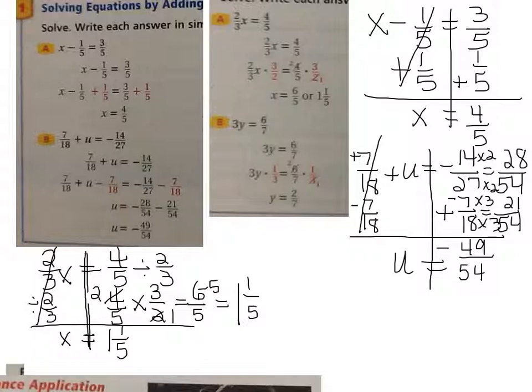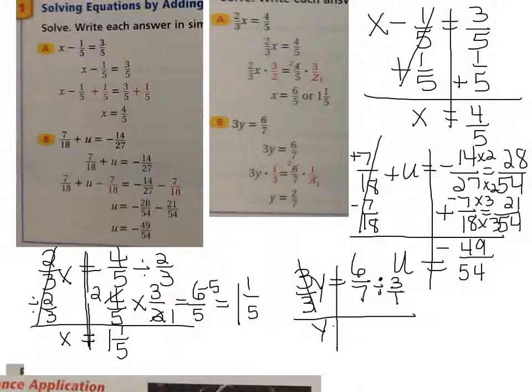Nope, this is a multiplication problem. 3y equals 6/7. I'm solving for y, so I want to undo 3 times y. I need to divide by 3, and then divide by 3 over 1, because you have to put it in fraction form, right? This cancels out. I'm left with y equals.